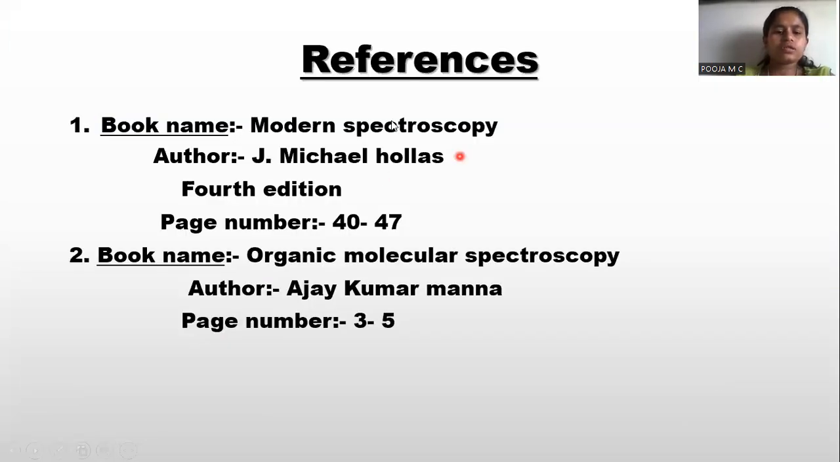Here I referred to these two books for this seminar preparation. The first is Modern Spectroscopy, the author was J. Michael Hollas, fourth edition, pages 40 to 47. And the second one is Organic Molecular Spectroscopy, the author was Ajay Kumar Manna, pages 3 to 5.